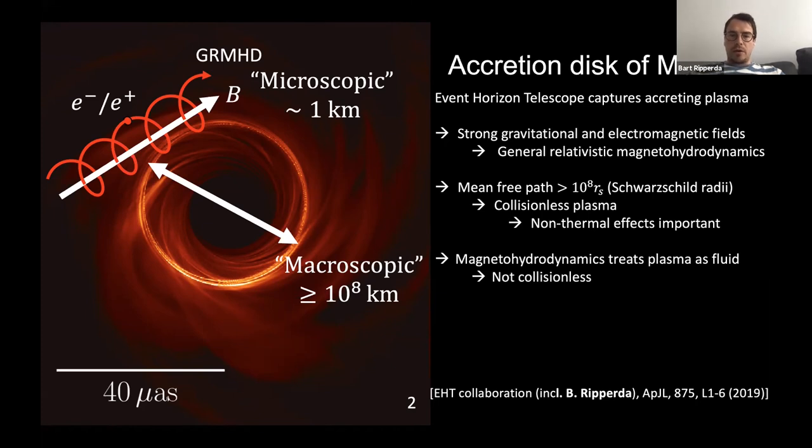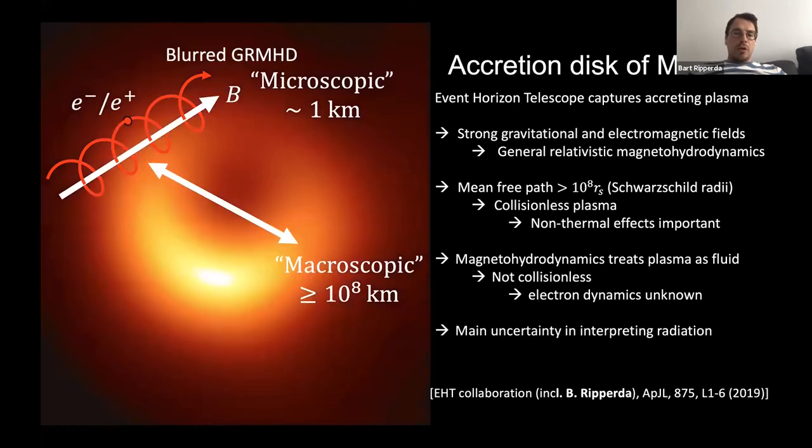It assumes a thermal equilibrium between electrons and ions. So it means that electron dynamics and temperature are mainly completely unknown, and this gives you the main uncertainty in interpreting the radiation. I'm not even talking about GR effects, like if we assume the Kerr metric. It just tells you that MHD models are insufficient to understand the EHT results.